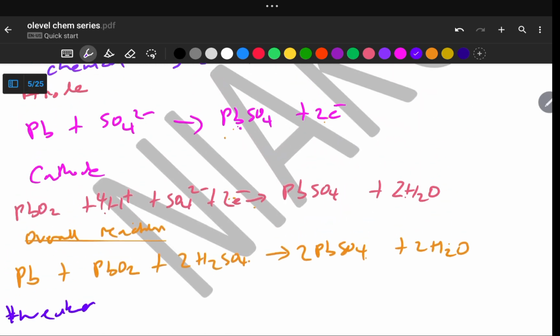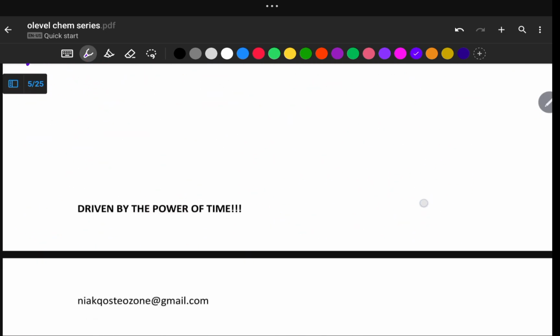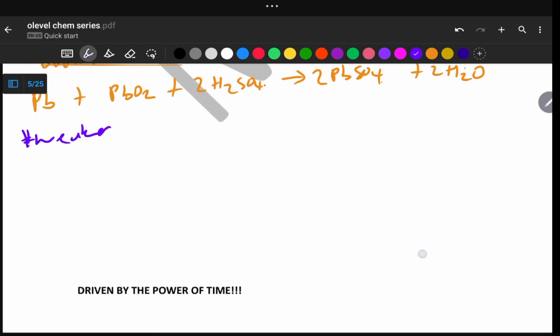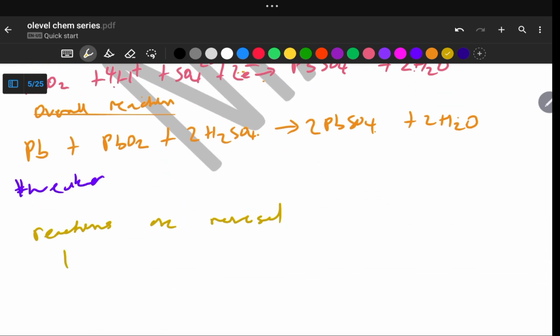Since we said it's a secondary cell, we want to have the equations when we are recharging the battery, right? When we are recharging the battery, the reactions are reversed. Here we said we are changing chemical into electrical, so here we are now changing electrical to chemical. You must take note of the difference when charging.